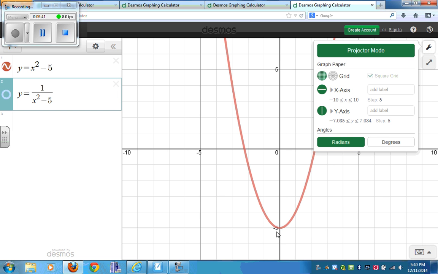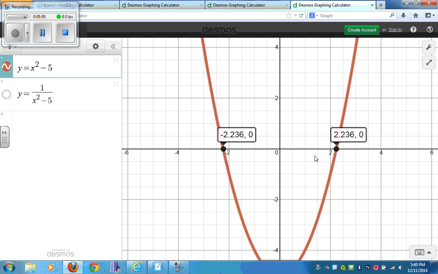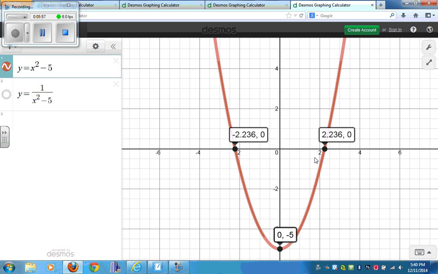Okay, again, my vertex is at 0, -5. Put it in vertex form. That's where the equation came from. I have some x-intercepts right there. That's going to be the square root of 5, and negative square root of 5.